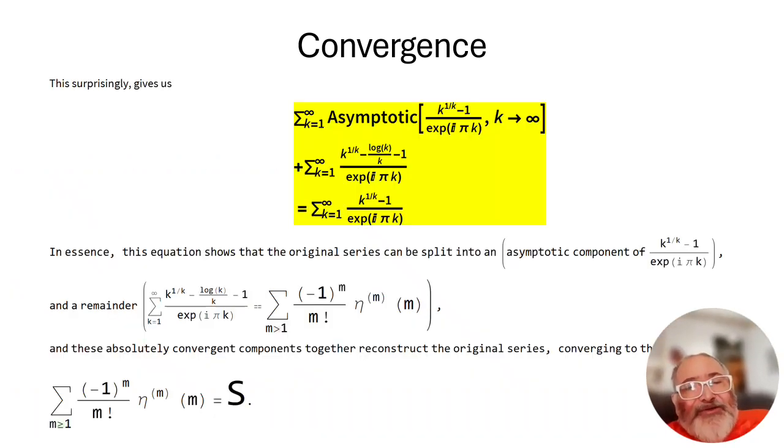What about convergence? The previous surprisingly gives us that the sum of the asymptotic term (log k)/k over exp(i pi k) as k goes to infinity, plus the sum of (k^(1/k) - 1 - (log k)/k) over exp(i pi k), equals the sum from k equals 1 to infinity of k^(1/k) over exp(i pi k).